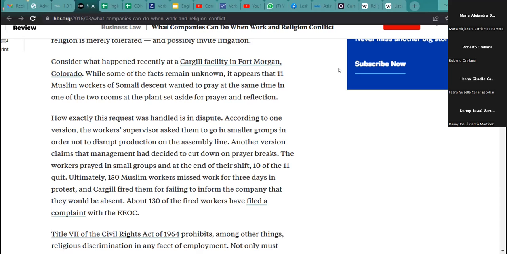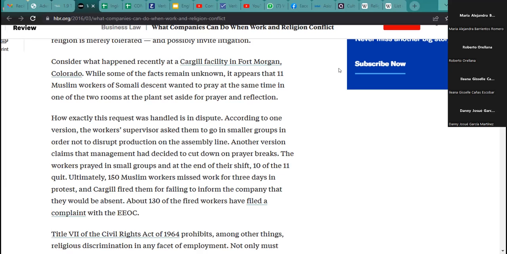Ultimately, 115 Muslim workers missed work for 3 days in protest, and Cargill fired them for failing to inform the company that they would be absent. About 130 of the fired workers have filed a complaint with the EEOC.